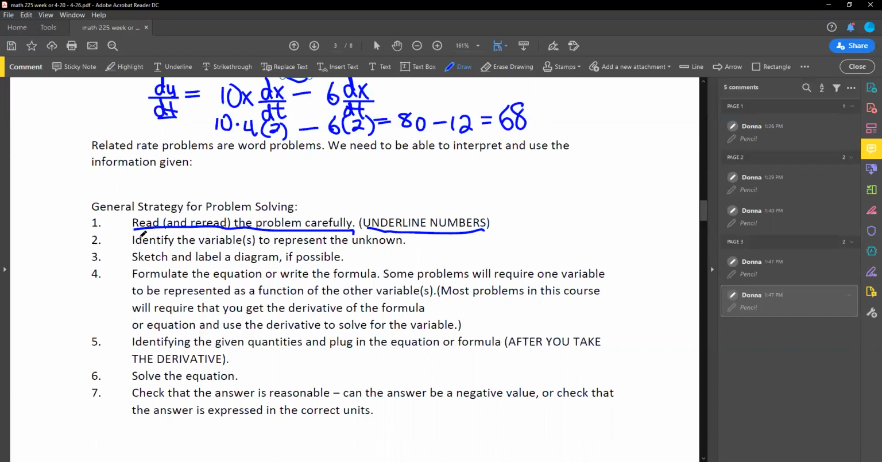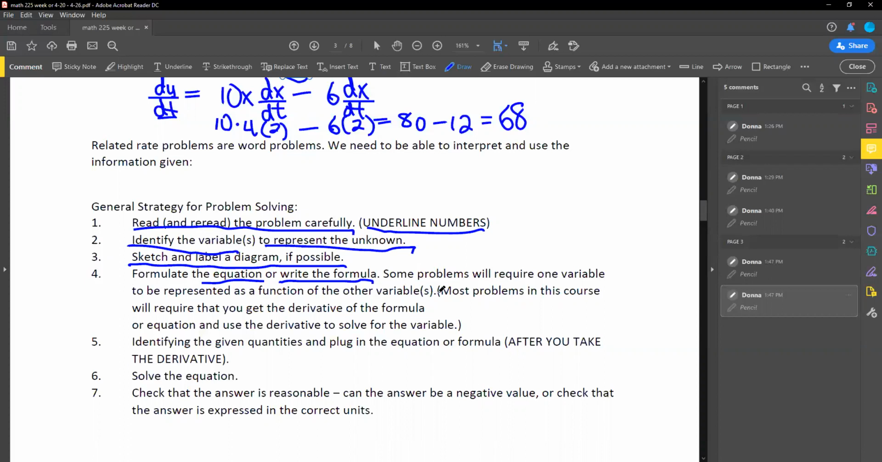You want to identify the variables. So what is it that I don't know? What is it that I want to find? All right, so keep that in mind. You can label a diagram if possible. Number 4, what I usually do with these is go sentence by sentence, and from the sentence I write an equation or a formula.